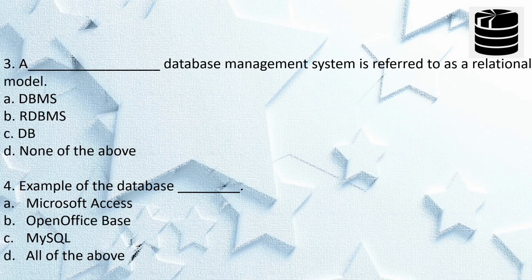Next question. Number 3. A dash database management system is referred to as a relational model. The options are DBMS, RDBMS, DB, and none of the above. What's the answer? The answer is option 2, B part, RDBMS.